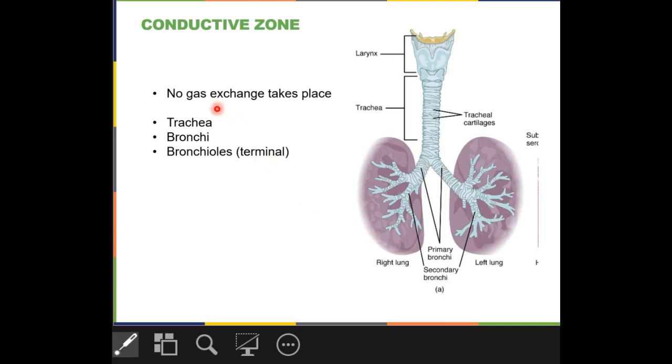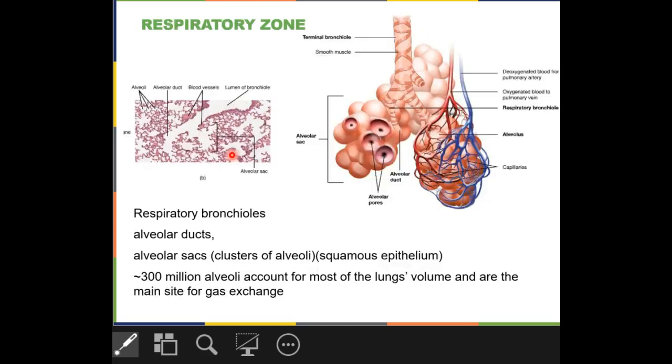So conductive just means it's responsible for getting air from one part of your respiratory tract to another. No gas exchange is going to take place there. So trachea, bronchi, and bronchioles are all conductive zone.